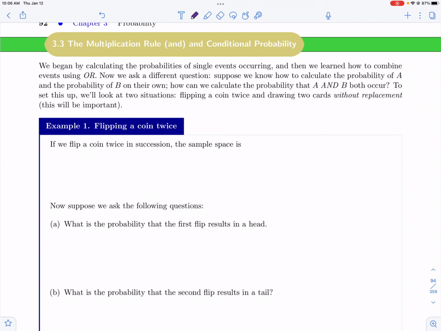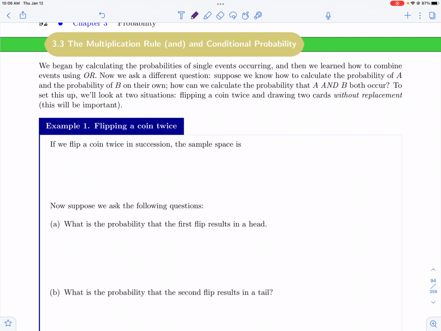Well, hopefully everybody did a good job working with our addition rules for or problems and our complement problems for not problems. So now we're going to move on to our and problems. And so what we're trying to do is find the probability that some event and another event occurs.